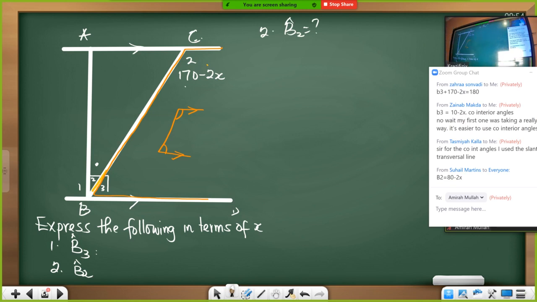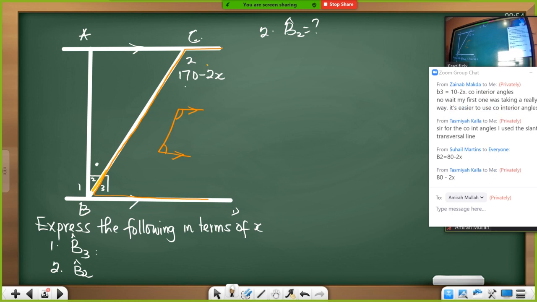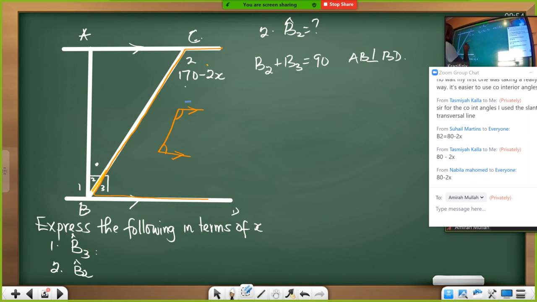Now let's talk about B2 together. You guys are all saying 80 minus 2x. Is that correct? B2 plus B3 is actually equal to 90. I'm sure that's what you guys are using. Because AB is perpendicular to BD. Good. AB is perpendicular to BD.